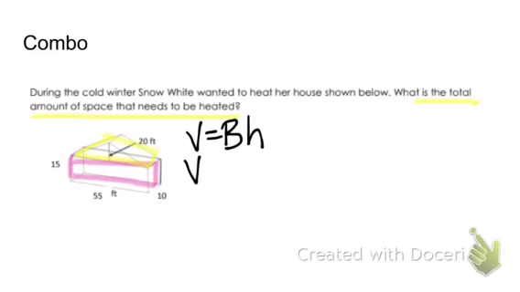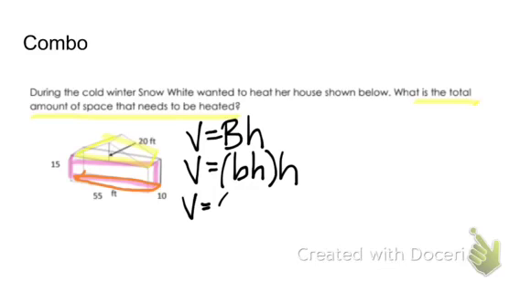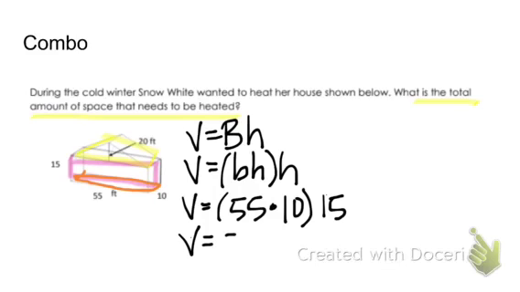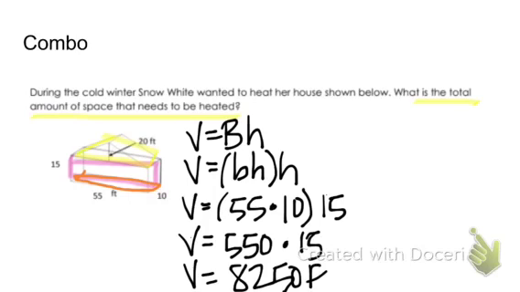Or I can just say that this is my base. I'm going to replace my big B with my area formula. So my base is 55 times 10 times the height, which is 15. So 55 times 10 is going to give me 550 times 15, and the volume for the rectangular prism comes out to 8,250 feet cubed. But we're not done, because now we have to find the other volume of the triangular prism.